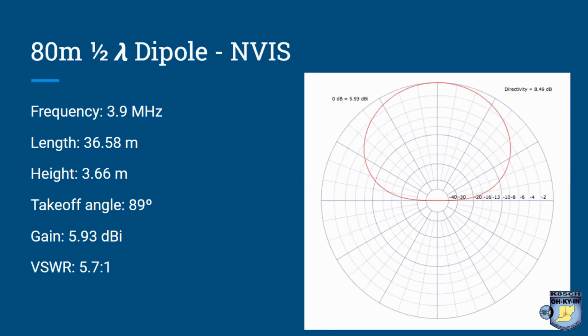If we lower it down to a 1/10, same thing, frequency 3.9. The length is not going to change. We could trim it to get this SWR down, but that's not what I was going for here. But if we take it down to 1/10 of a wavelength, 3.66 meters, so what is that, right around 20 feet, your takeoff angle is 89 degrees. That's almost straight up in the air. And that's not too bad of a gain, 5.93.